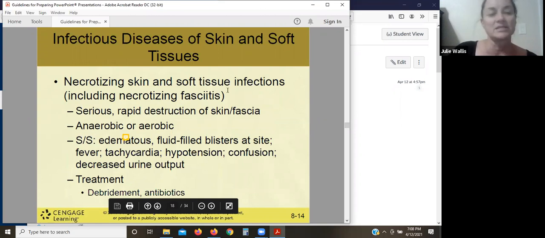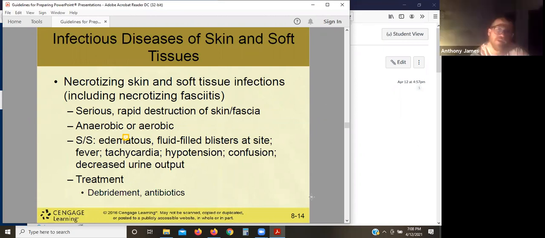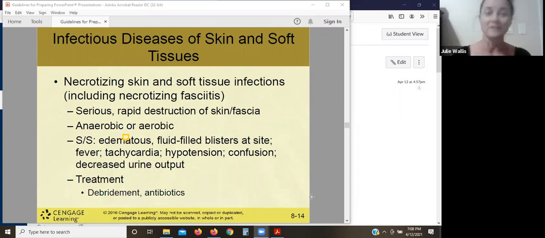Necrotizing skin and soft tissue infections, including necrotizing fasciitis. Does anybody remember or know what necrotic means? Necrotic tissue. Deteriorate. Dead. Good. So that is dead tissue or tissue that has been destroyed by some type of infection. Gangrene is an example of that, it turns black and apparently does not smell very nice.